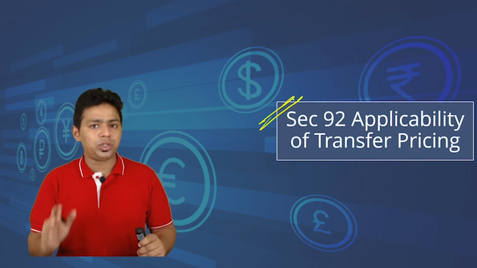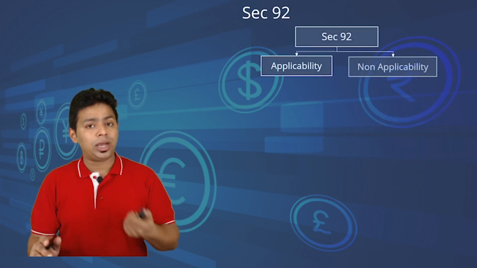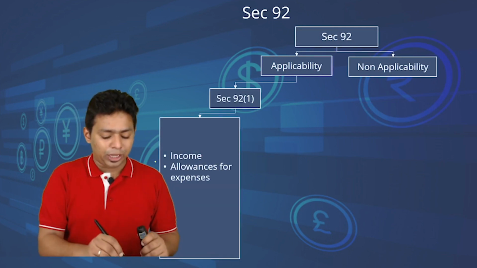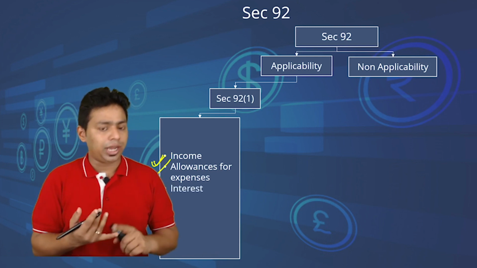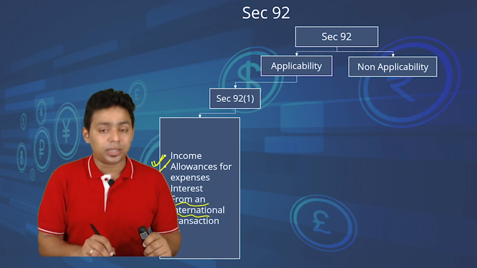Section 92, we are finishing here itself. It's a very easy section. It just gives rise to the provision. It just provides the chargeability, applicability. So section 92 subsection 1 is applicable on income or allowance for expenses or interest. 3 items: income, allowance of expense or interest from international transaction.